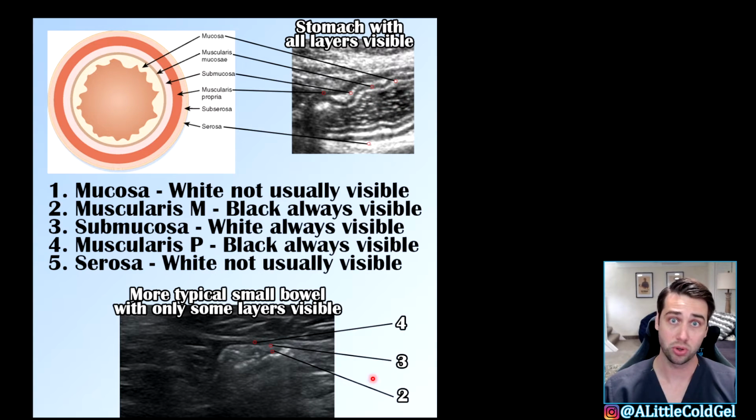This is more typical of what you'll normally see when you're doing bowel ultrasound. You should see that black-white sandwich. So you see a black line with a thin white line in the middle and another black line below it. That's what we're seeing here with layers 4, 3, and 2. That's the muscularis layer, submucosal layer, and one more muscularis layer. And those three are always going to be visible when you're doing bowel ultrasound.